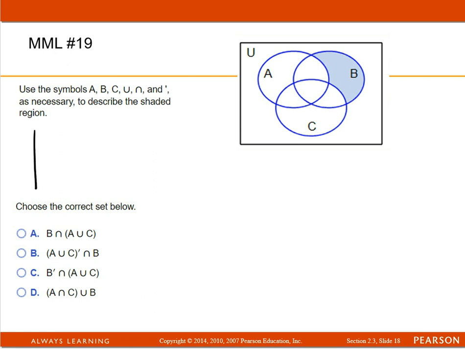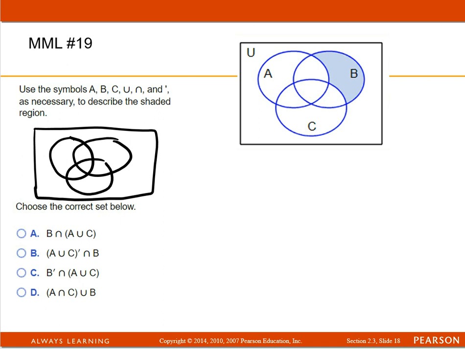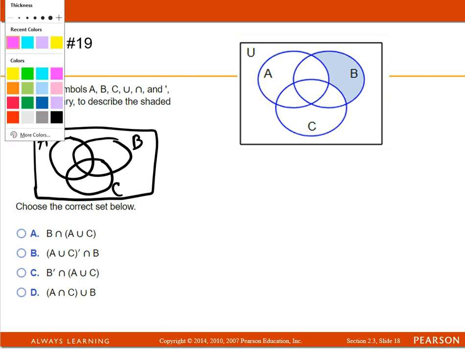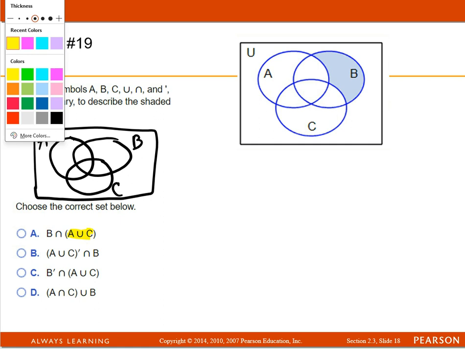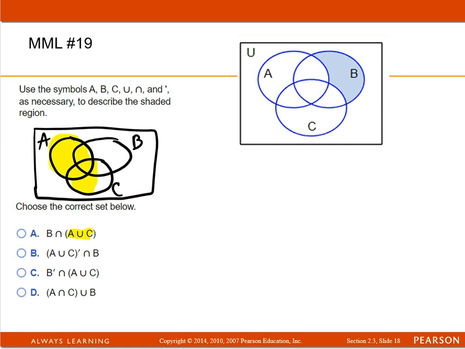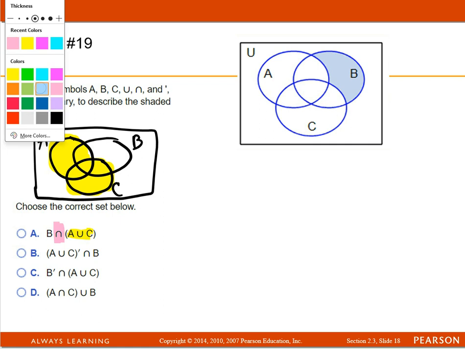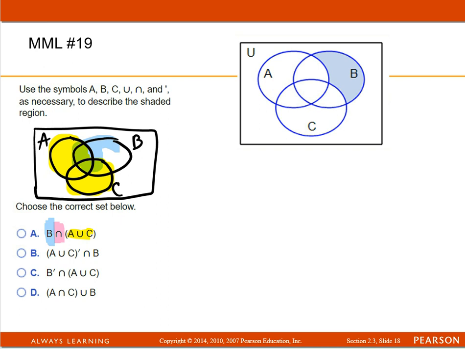So let me draw a Venn diagram here with A and B and C. And I'm going to start with A union C. Let me make this bigger. There we go. Okay, A union C means they want everything in A and everything in C at the same time. Okay, and then it says to intersect that with B, and B is this. And when you intersect the yellow and the blue, I get the green, and that would be the answer.